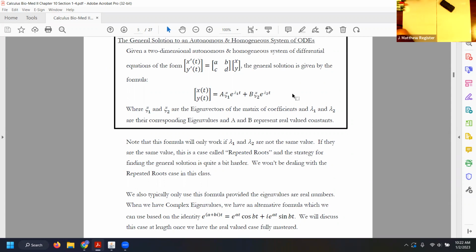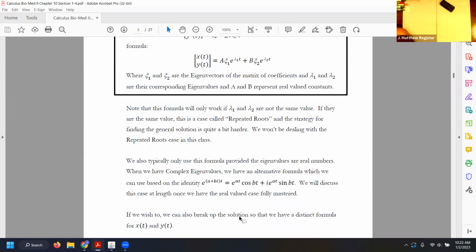When we have complex eigenvalues, we have an alternative formula which we can use based on the identity e to the a plus bi t equals e to the at cosine of bt plus i e to the at sine of bt. That's something that comes from a trigonometry course when you explore complex numbers in a little depth. We will be discussing this case. And so complex eigenvalues are fair game. But we're going to start with the real case because we want to make sure we get the real case down first.